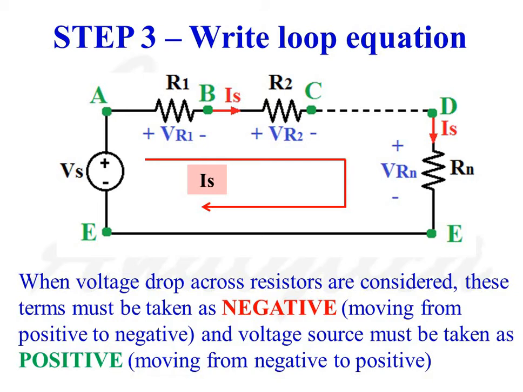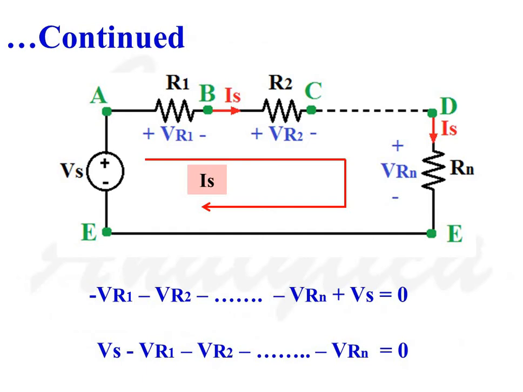Now write the loop equation. When voltage drops across resistors are considered, these terms must be taken as negative, moving from positive potential to negative potential. And the voltage source in this case must be taken as positive, as we are moving from negative potential to positive potential. Through voltage source Vs, current flows from negative potential to positive potential.